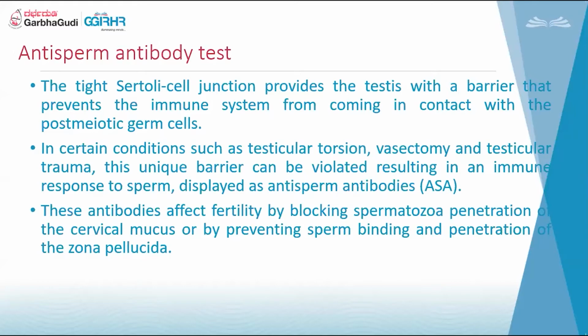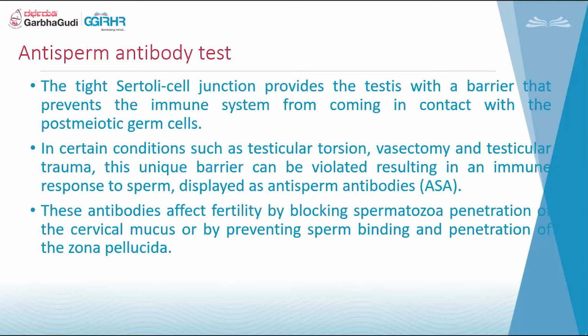So how does this happen basically? The tight Sertoli cell junction provides the blood-testis barrier. If there is a breach over there, then these anti-sperm antibodies come into the picture. So in certain conditions like testicular torsion, vasectomy, and testicular trauma, this unique barrier can be violated, resulting in an immune response to sperm, okay, and displayed as anti-sperm antibody.